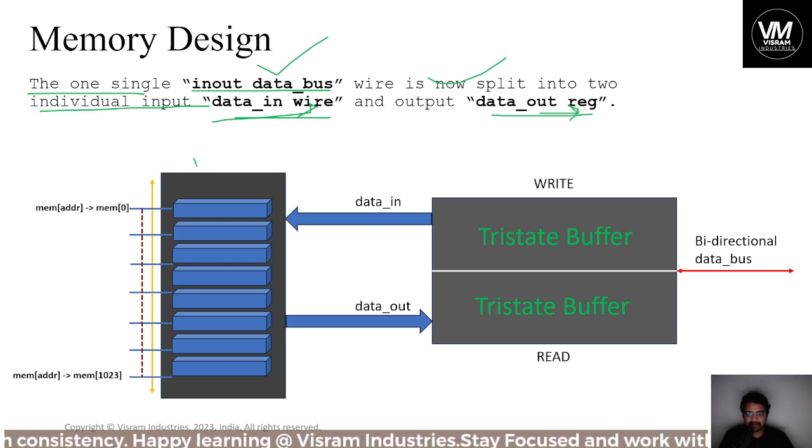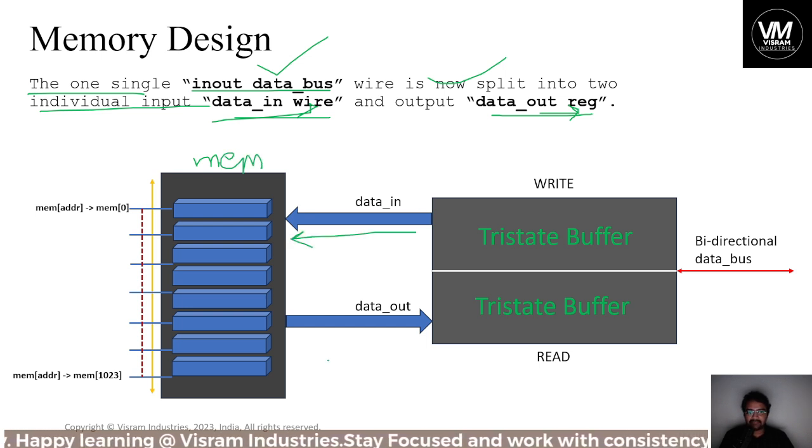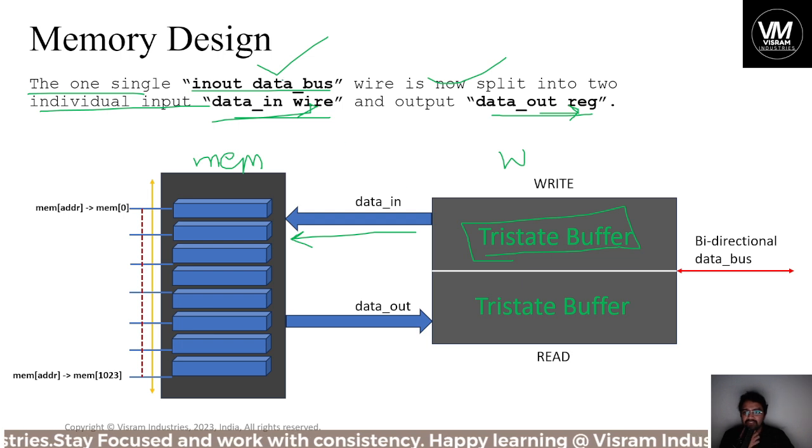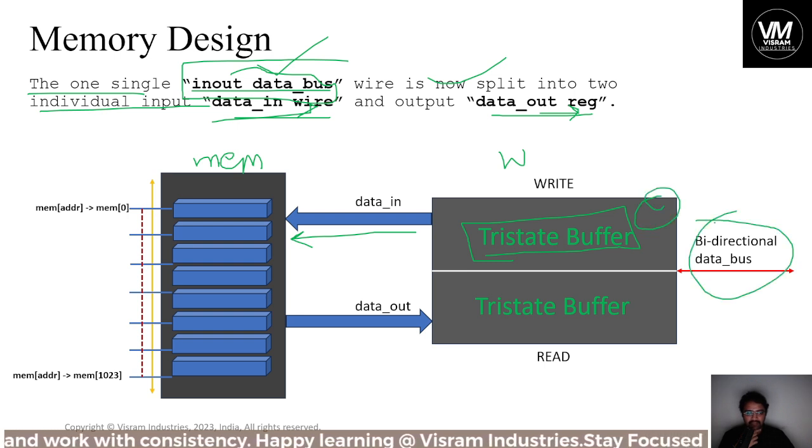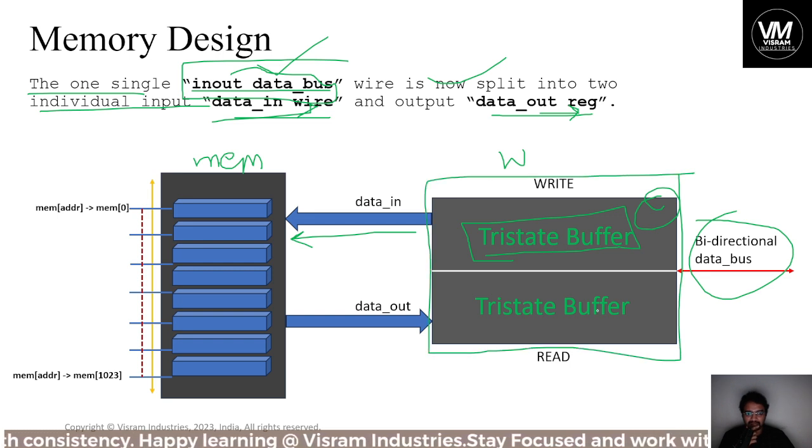So this is the memory, and that is the data in, and this is the write and read buffer, the tri-state buffer. So what are we implementing now? We are getting a solution for using the bidirectional data bus wire. This is a bidirectional data bus wire. You can use it, but you have to implement one set of hardware in one step for the write and read process. In the tri-state buffer, what is done?